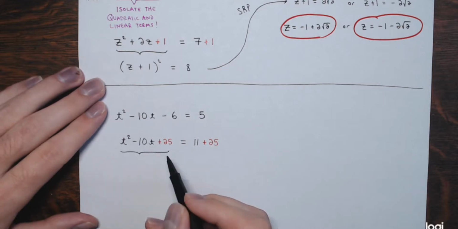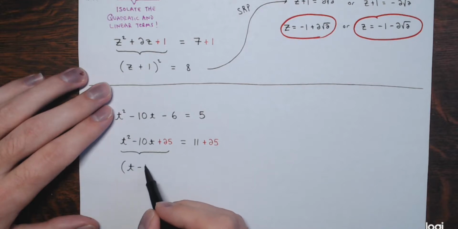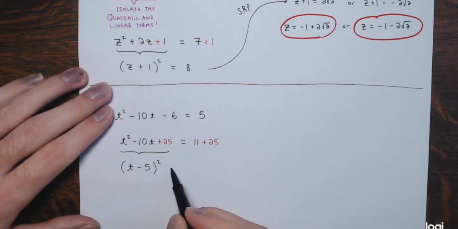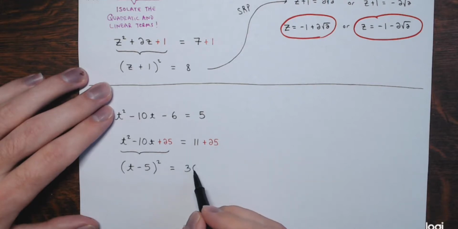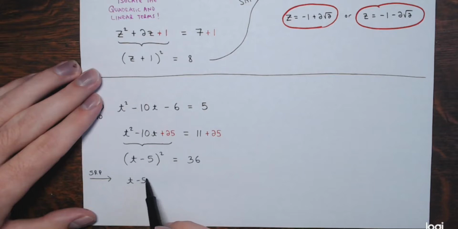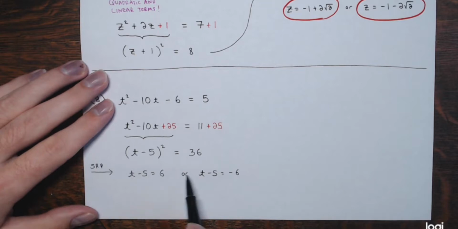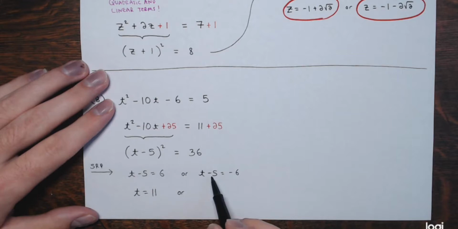This left side, t squared minus 10t plus 25, is equivalent to the quantity t minus 5 squared. And the right side is 36. Now I can apply the square root property and say that t minus 5 must either be 6 or negative 6, the square root of 36 or its opposite. Then just simply adding 5 to both sides, we get t equals 11 or t equals negative 1.